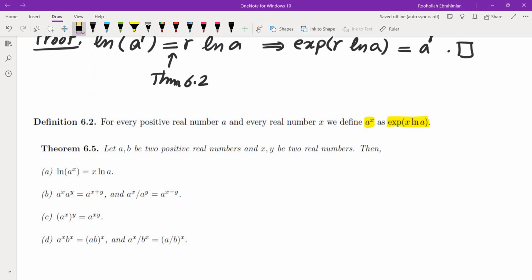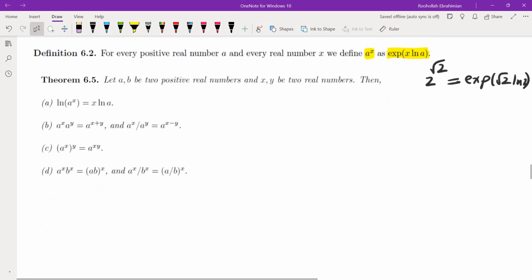So if you want to define 2 to the power of root 2, you would define it as exp of root 2 natural log of 2. We know what natural log of 2 is, we know what root 2 is, and we know the exp function. It's the inverse of natural log. So that is how we can define it.